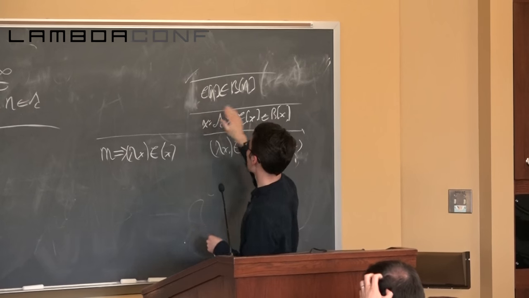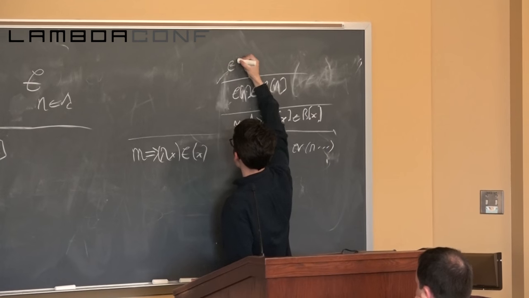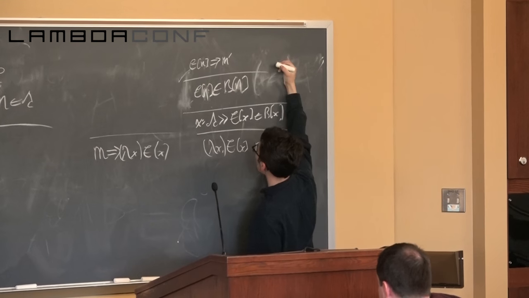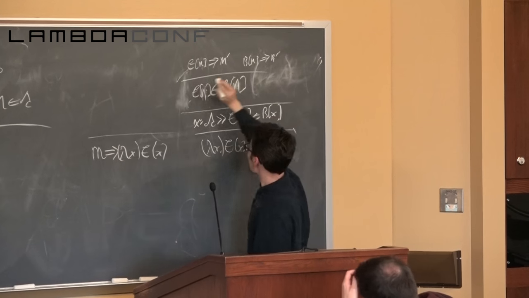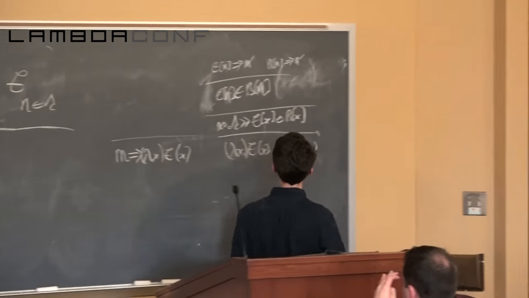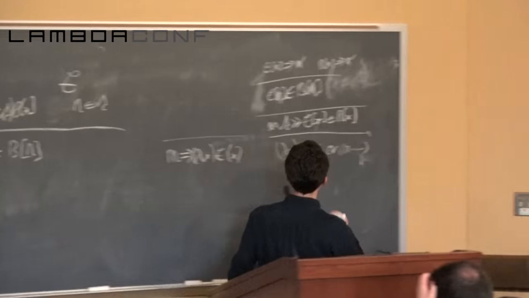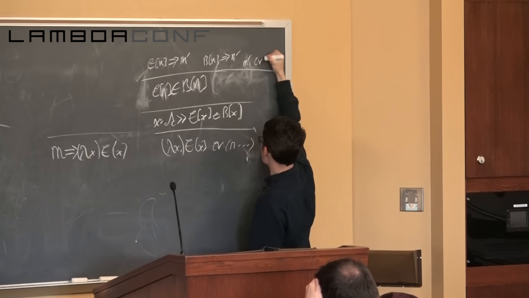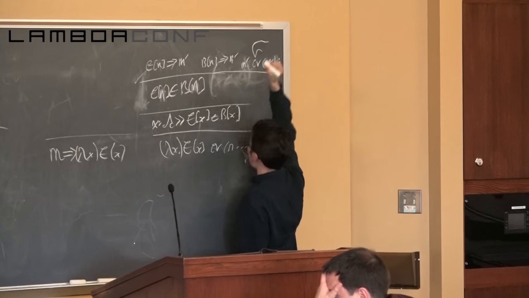So in order to know this membership judgment, we must also know that E of N evaluates to some M prime, and we also know from the presupposition that B of N evaluates to some B prime. Any time we've got these duplicated across different places, because evaluation is confluent, we can just assume that they mean the same one. And the last bit that we get from inversion here is that M prime is a CV of B prime. I'm going to call the evidence for this bit F.